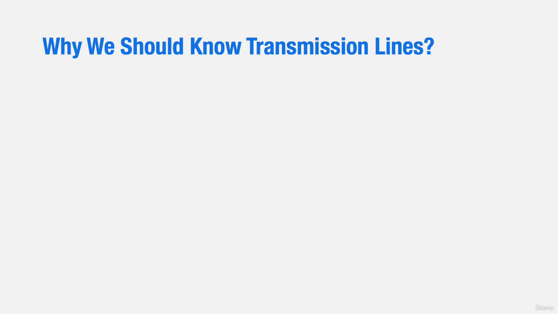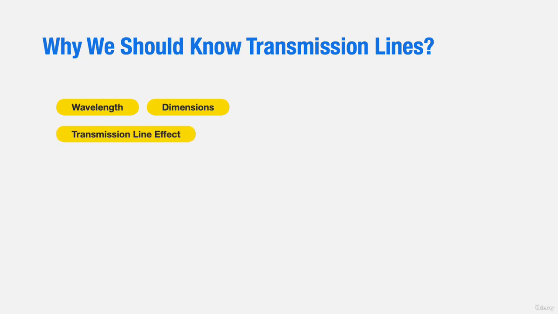You might be wondering why we need to learn about transmission line theory. Well, as the signal frequency increases, its wavelength decreases. When the signal wavelength shortens to the point where it's no longer much larger than the circuit dimension, a transmission line effect can occur. That's why it's essential to understand the transmission line theory. So why does the transmission line effect occur? It occurs due to a standing wave on the line.